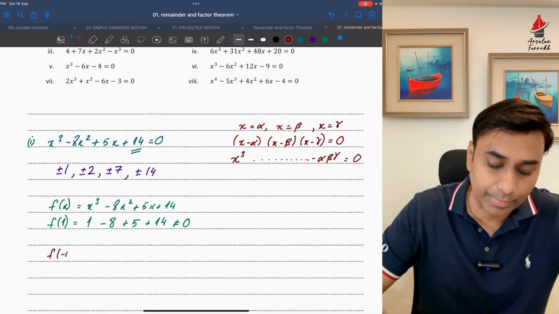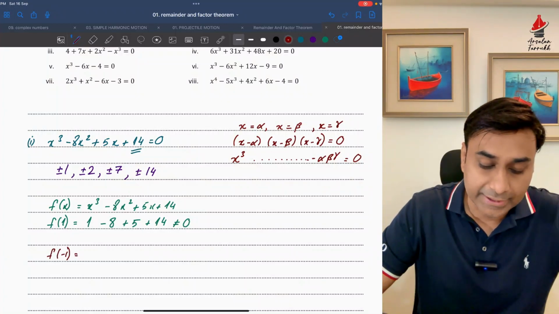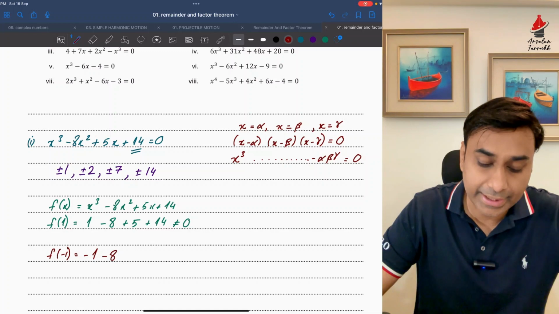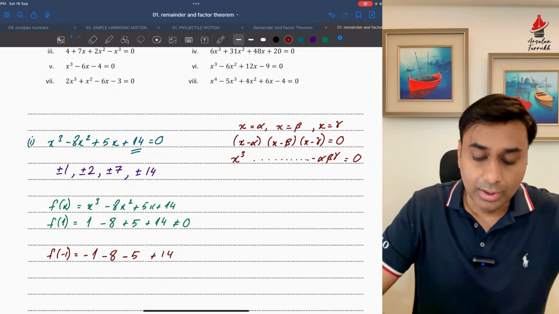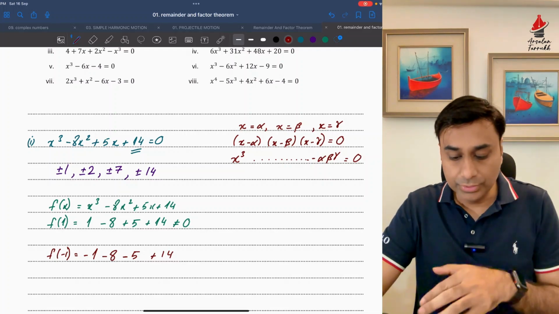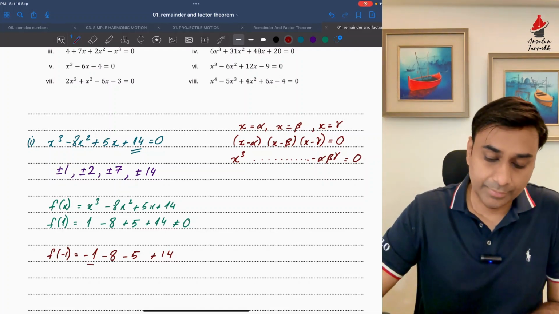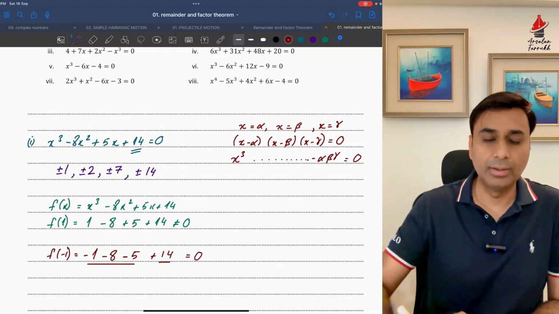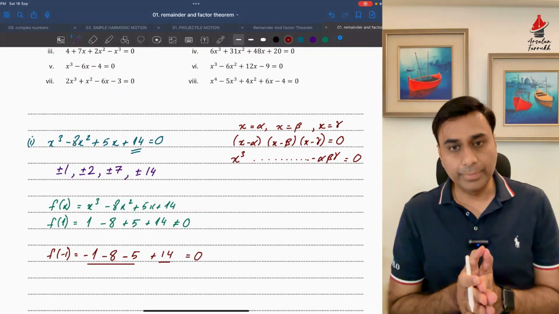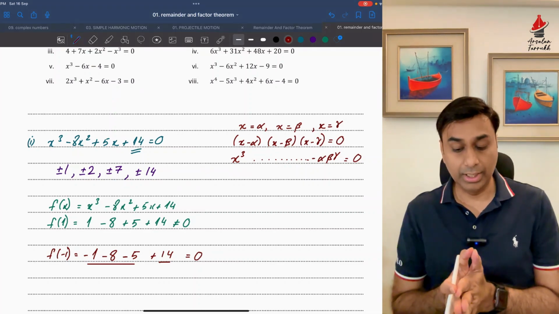I'll substitute minus 1. Minus 1 cube is minus 1. Minus 8 times minus 1 square would simplify as minus 8. Plus 5 times minus 1 would simplify as minus 5. And then plus 14. Now, if I simplify this, this is becoming minus 14, and this is becoming plus 14. So this is becoming equal to 0. My trials will stop at this particular point.